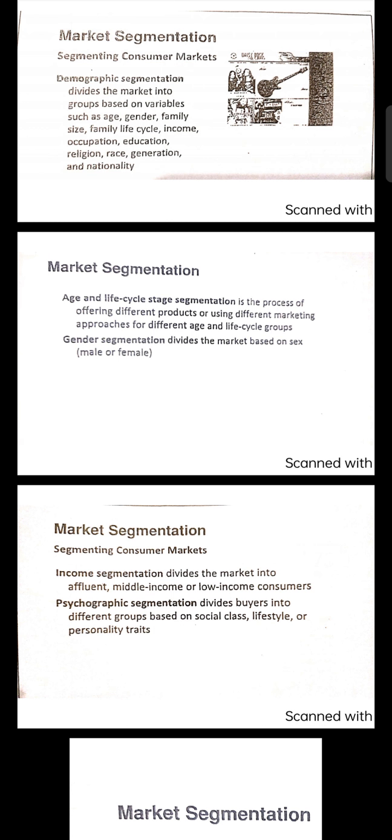Age and life cycle stage segmentation is a process of offering different products or using different marketing approaches for different age and life cycle groups, so different age groups. Gender segmentation divides the market based on sex, so the product you produce is for female only or maybe for male only.